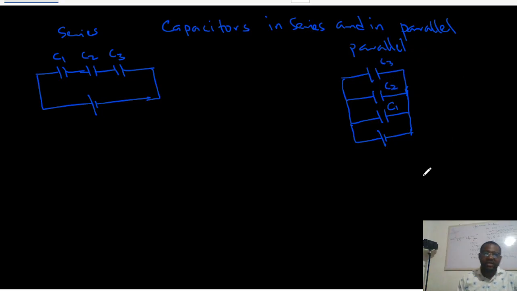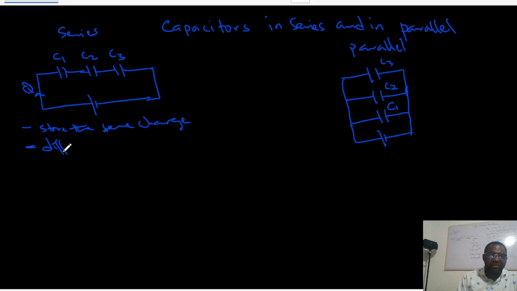Now I wrote this side by side to help us in the comparison between capacitors in series and capacitors in parallel. The first thing I like to mention is that capacitors arranged in series have the same charge. They store the same amount of charge. So the charge supplied, this supplies current and or charge. The charge stored here is equal to the charge stored here, equal to the charge stored here, but they have different potential difference.